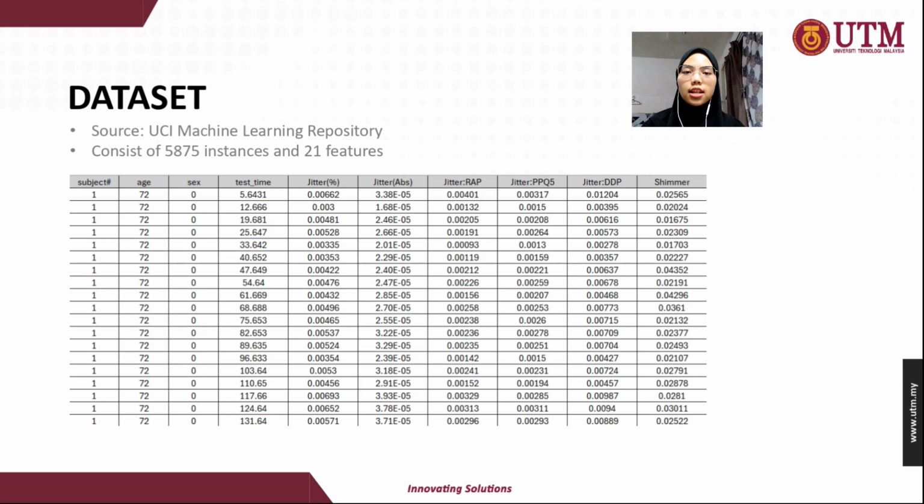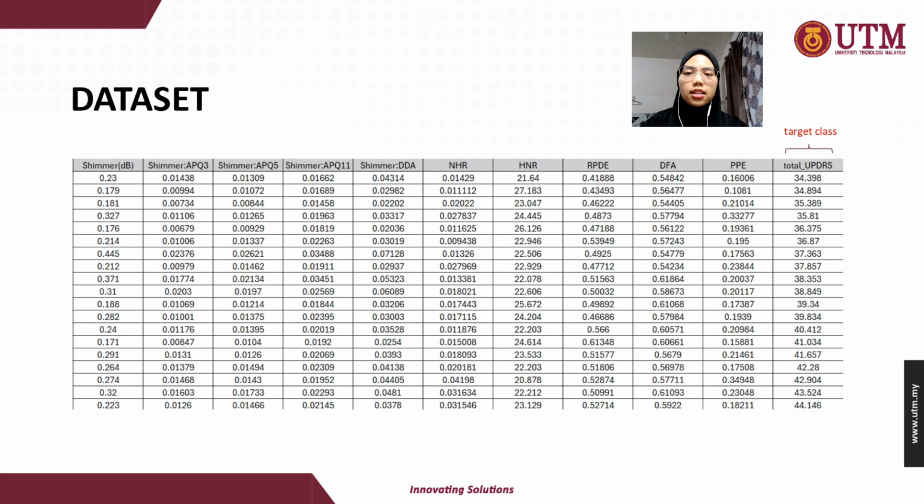The dataset used in this research was obtained from the UCI Machine Learning repository and consists of 5,875 instances and 21 features. The target class is the total UPDRS, which means the measure of the Unified Parkinson's Disease Rating Scale, and is located in the last column of the dataset.